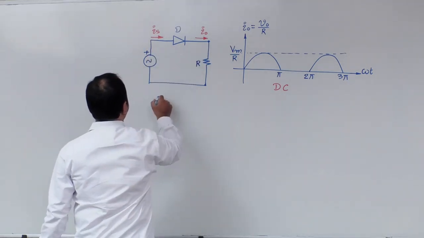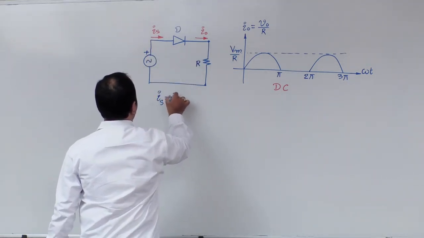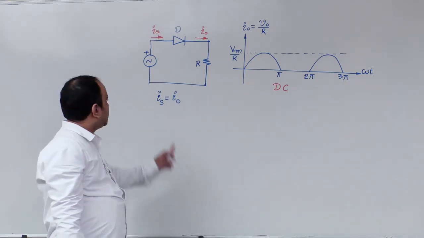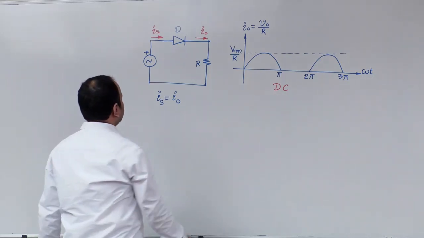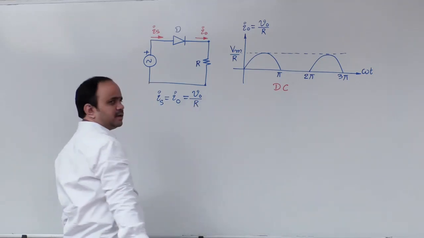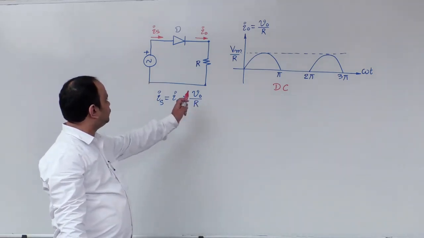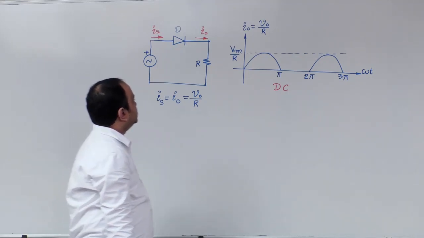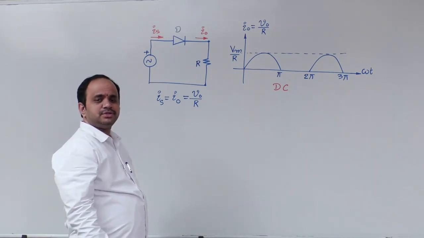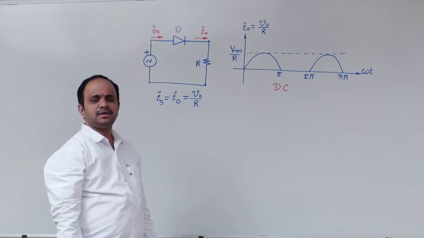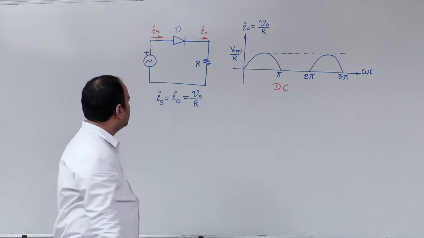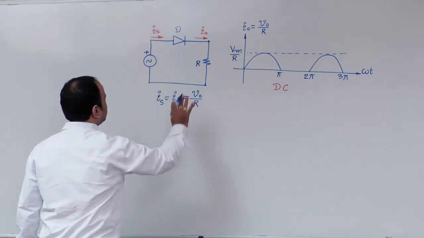Because of this simple series circuit, we can write IS is equal to I0, where this I0 is equal to V0 by R. Basically, this waveform is a DC waveform. Therefore, what do you mean by that? Source current is not a pure AC waveform. Okay, it has something else. We'll see what is the full picture of this waveform.